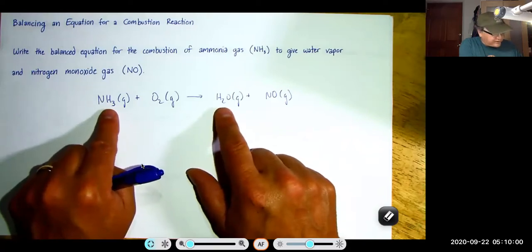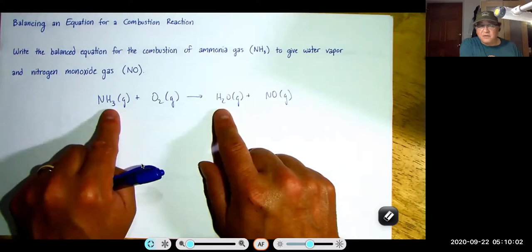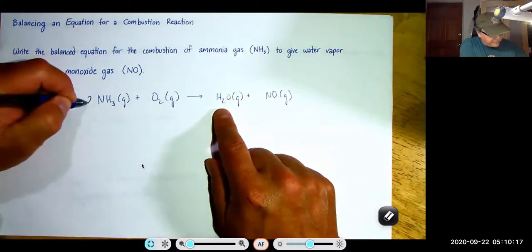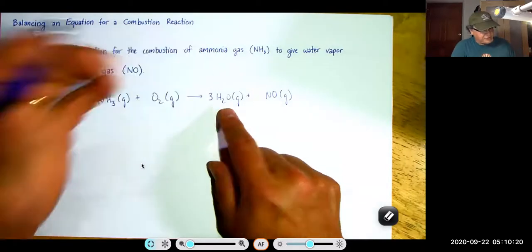And when you see something like this, what you want to do usually is find out what these will both factor into, the lowest number they will factor into. And the way to do that is multiply them. What is 3 times 2? 6. So let's go for 6 hydrogens on each side. So if I put a 2 there and a 3 there, I'll have 6 hydrogens on each side.